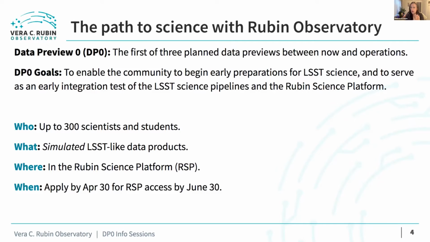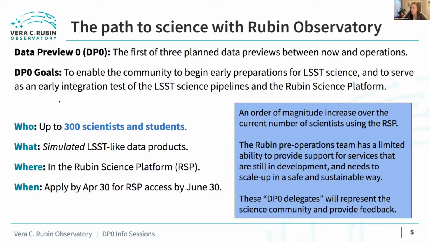For Data Preview 0, we expect to be able to welcome up to 300 scientists and students to use the current development version of the Rubin Science Platform. This is about an order of magnitude increase over the current number of scientists using the Rubin Science Platform through Stack Club, which you may or may not have heard of before. It's limited to 300 because the Rubin pre-operations team still has a limited ability to provide support for services that are still in development, and we need to scale up in a safe and sustainable way. So 300 marks that first step up towards serving the full community.